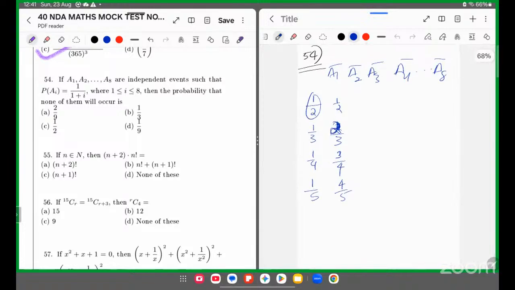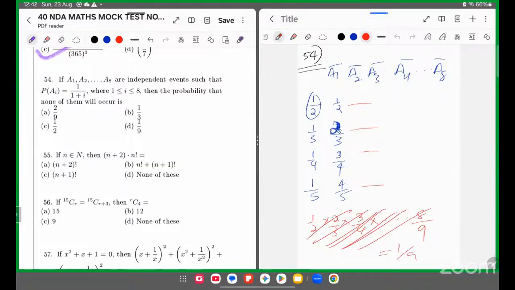So I can write 1 by 2 into 2 by 3 into 3 by 4 into 4 by 5, and it will go up to 8 by 9. Up to here means first, second, third, fourth. So this cross cuts, and the only pending thing is 1 by 9. So the answer will be 1 by 9. Option D is the correct answer.